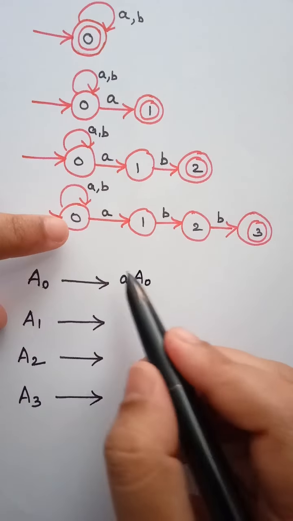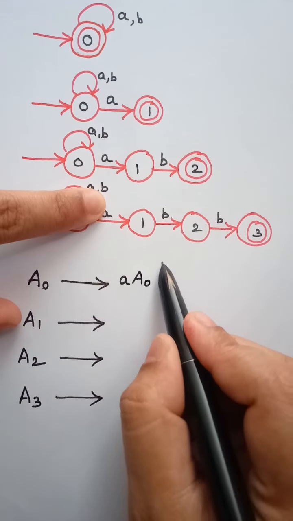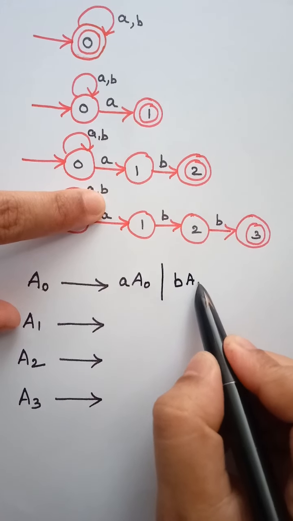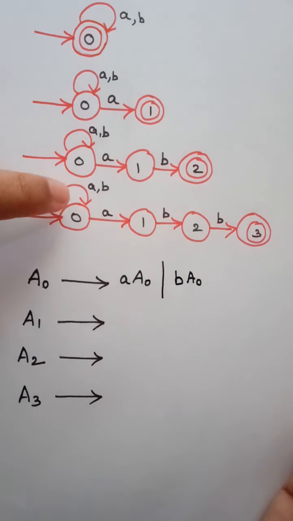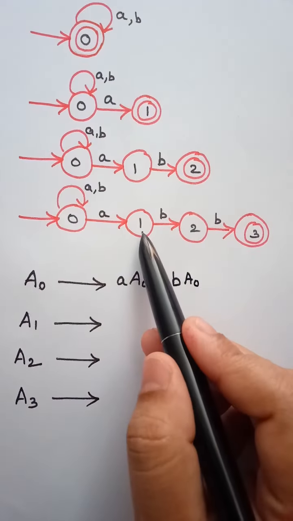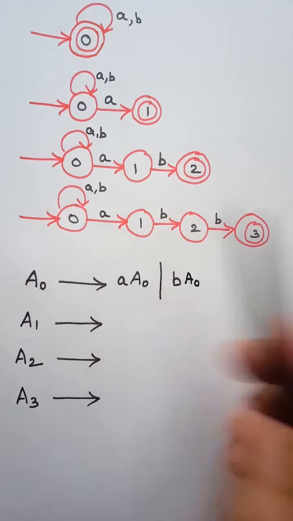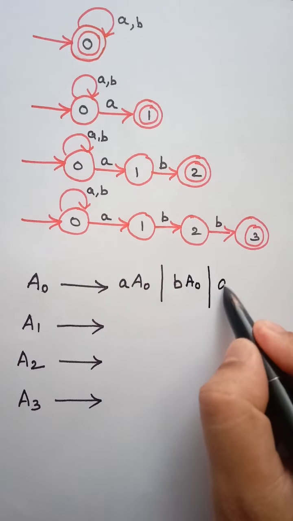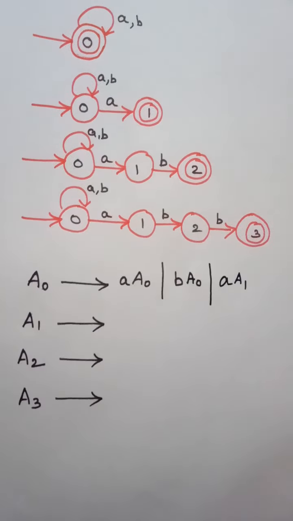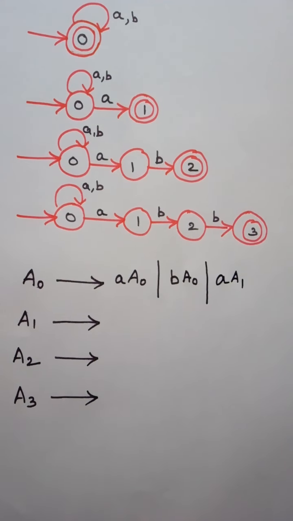Along with A, we have one more transition for the input symbol B, so we add input symbol B on the same A0. Then from state 0 we have another transition to state 1 for the input symbol A. So we write A, and the next state is A1. In the same way we have to write for every node.